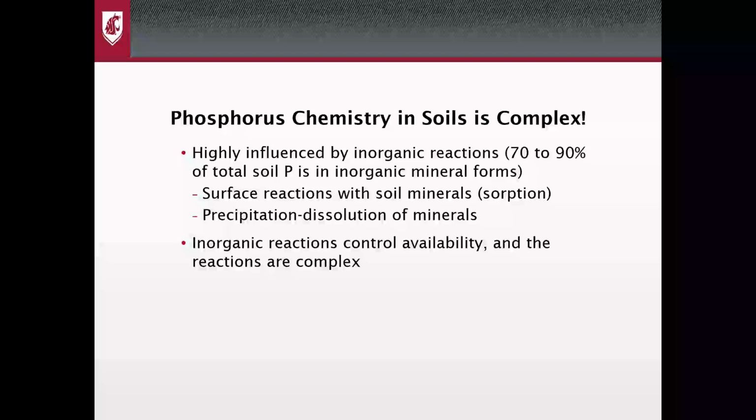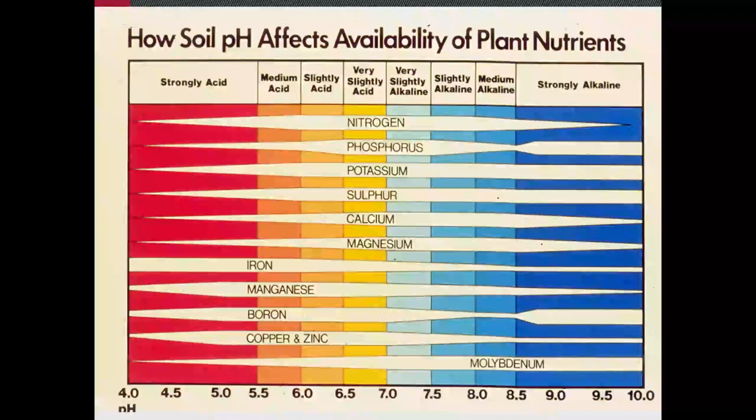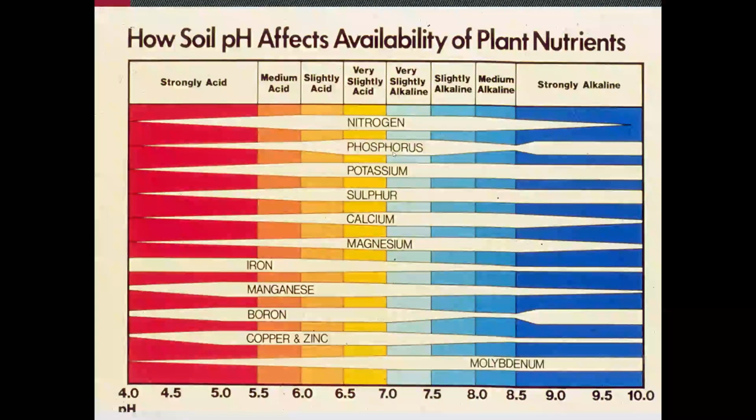So really complex chemistry. And again, sort of referring back to diagrams that you might have seen in introductory soil science or plant science, this is one that in a general sense describes the availability of various plant nutrients as a function of pH. So along the bottom of this graphic is soil pH from 4 on the left to 10 on the right. And then the way you interpret this graphic is the width of the bar is related to the availability of the nutrient at that pH.